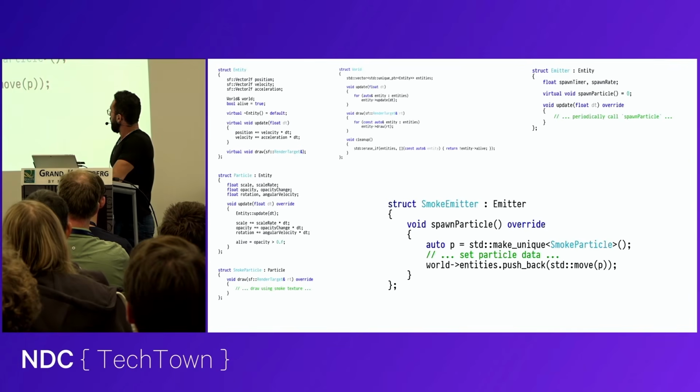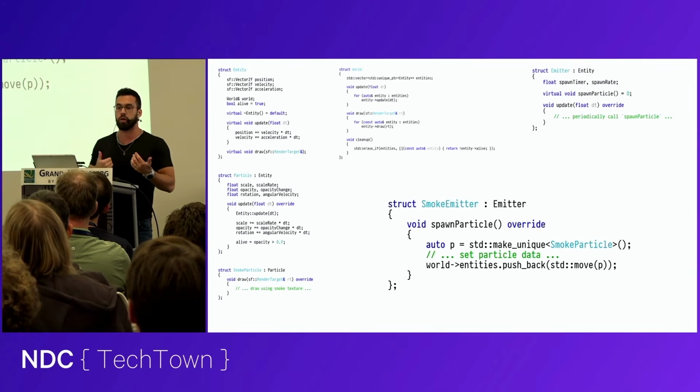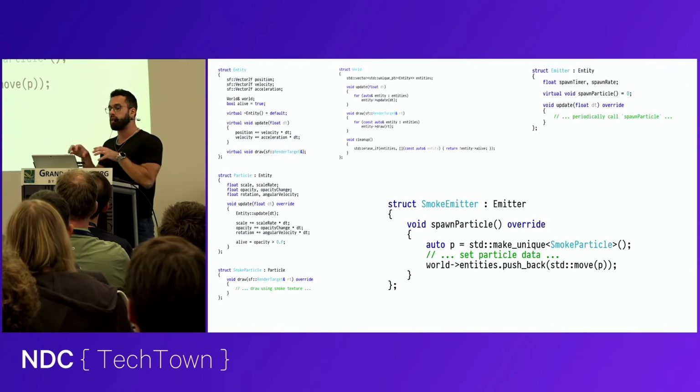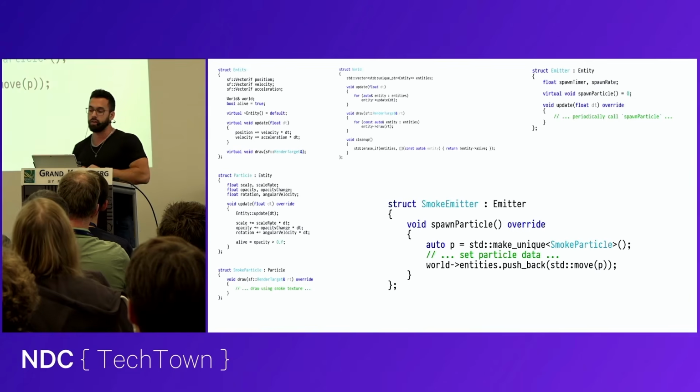and end up deciding how that particle should behave. Now here you will see that inside spawn particle, we're going to use make_unique. So we're going to allocate this particle, we're going to set the data, and then we're going to push it back into the world. So this is where that reference comes into play. From within the update function of an entity, we might end up affecting the state of the world as a whole.